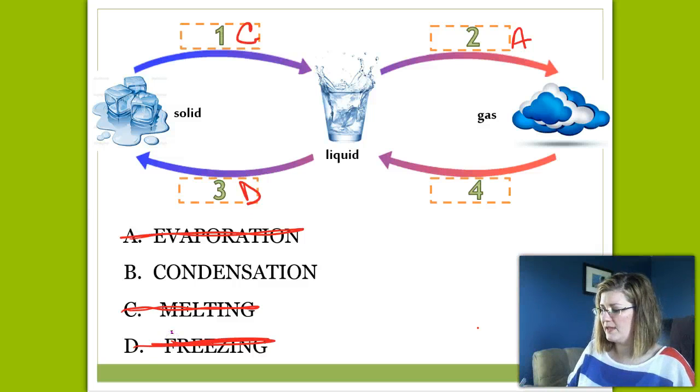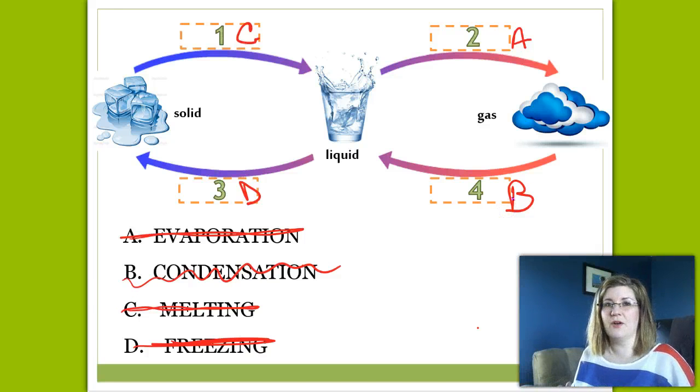And taking a gas, number 4, taking a gas and taking it back to a liquid. This is the process we have when it rains, right? This is part of the water cycle. This whole thing is all part of the water cycle to some degree. Process of elimination, I guess, right? 4 is B, condensation.